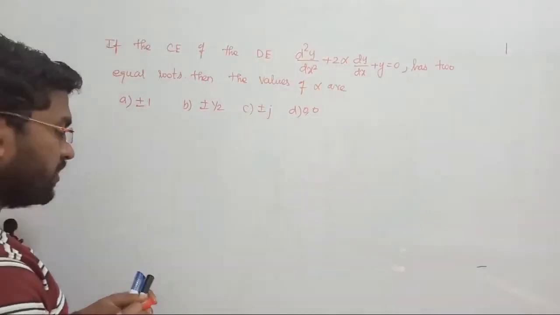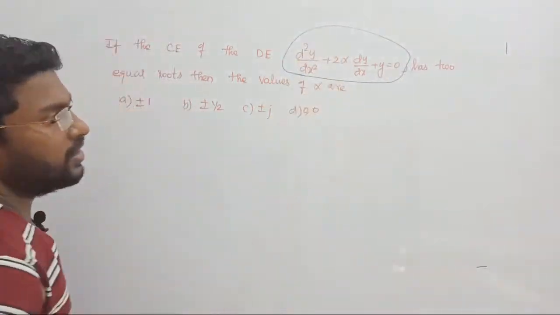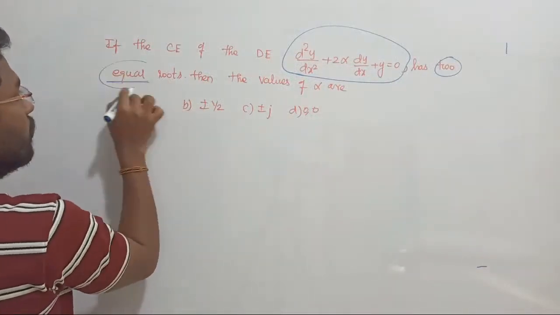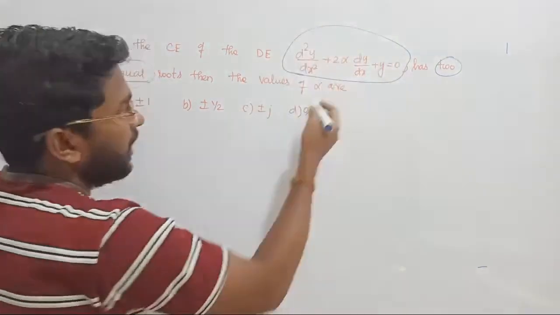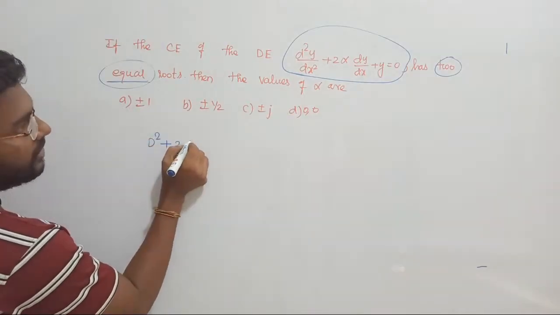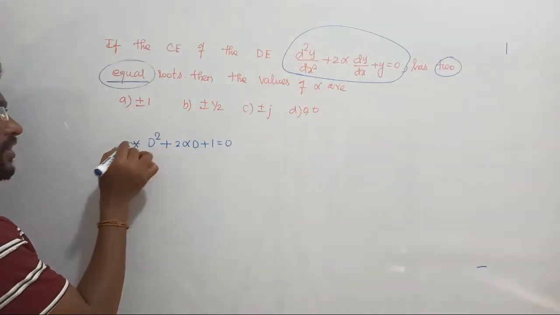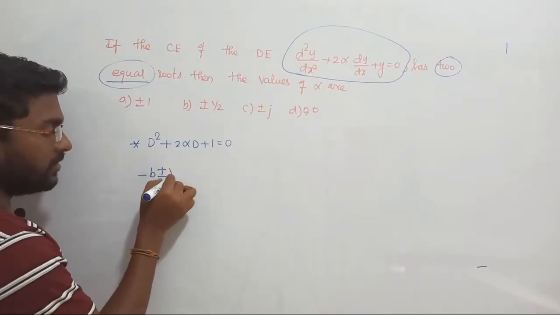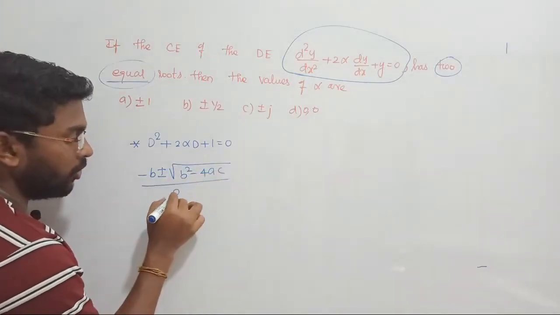Shall we bring the answer? Okay, what is the conclusion here? They have given a higher order differential equation. In this equation they said they have two equal roots. The key is equal roots. What shall we do? Are the two roots equal or not? First we have to find the roots of the characteristic equation. First write down the characteristic equation: D square plus twice alpha times D plus 1 equal to 0. Let's try and bring the answer with the help of the quadratic formula, that is minus b plus or minus under root of b square minus 4ac, upon twice a.